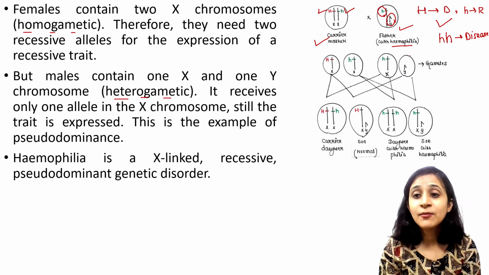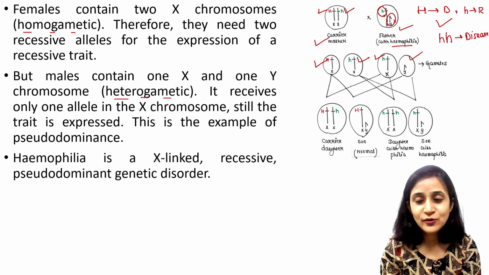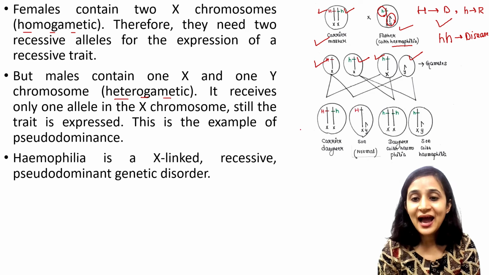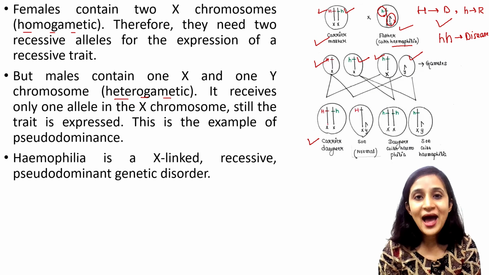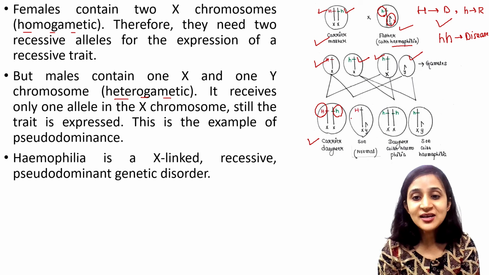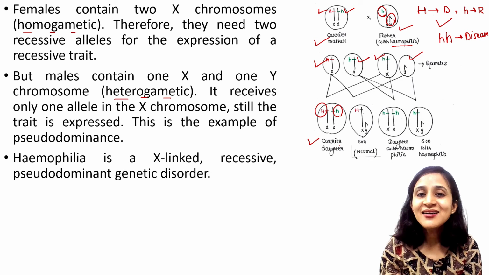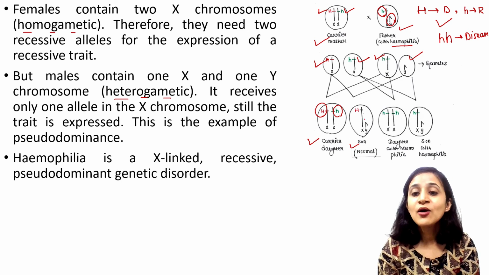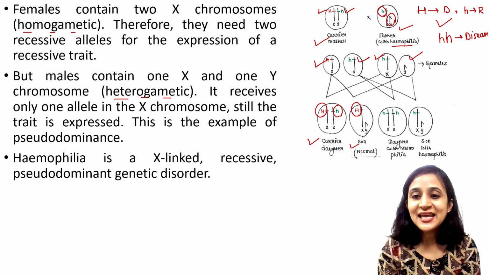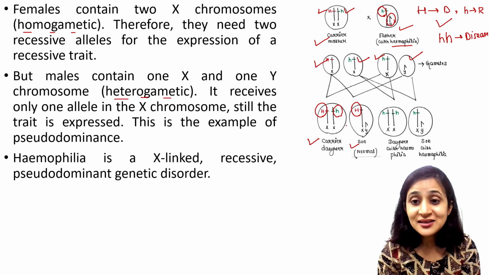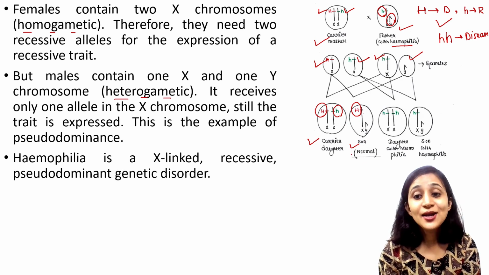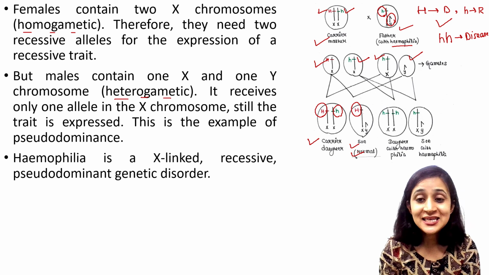These gametes are produced from the mother, and from the father these gametes are produced. In the offspring we can see that this is the daughter who has two X chromosomes, and she is getting capital H from the mother and small h from the father. So she is the carrier daughter. The son is getting one capital H allele from the mother. So he is normal because he has the dominant allele here.